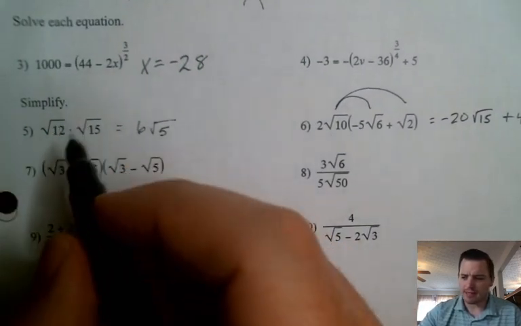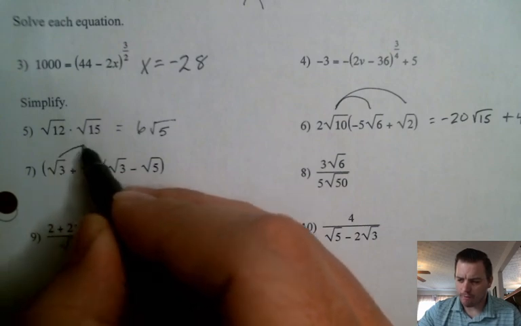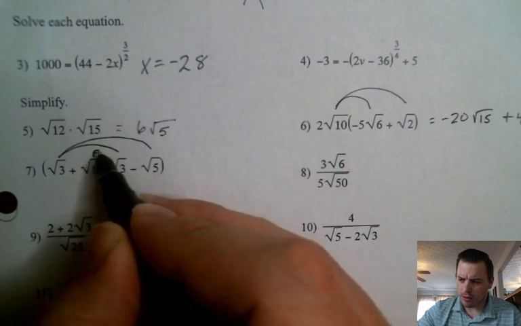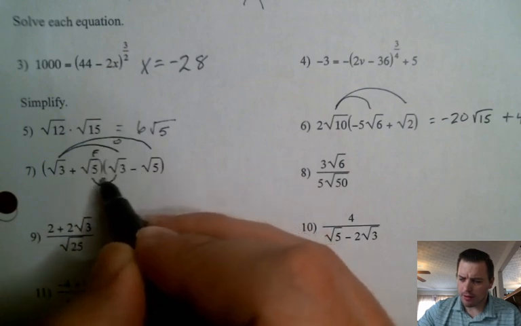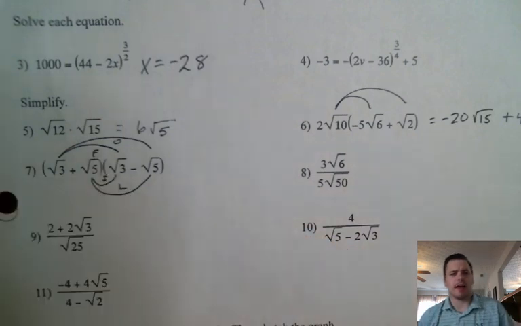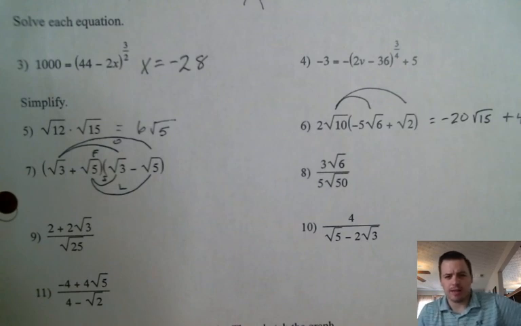Okay. Keep in mind 7 is FOIL. First, outer, inner, last. First, outer, inner, last. FOIL. Okay. I'm going to let you do that on your own sometime.